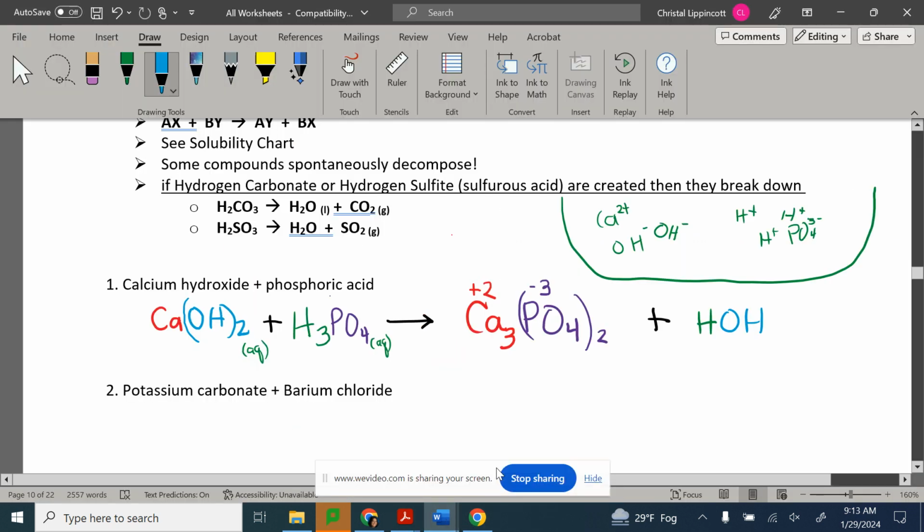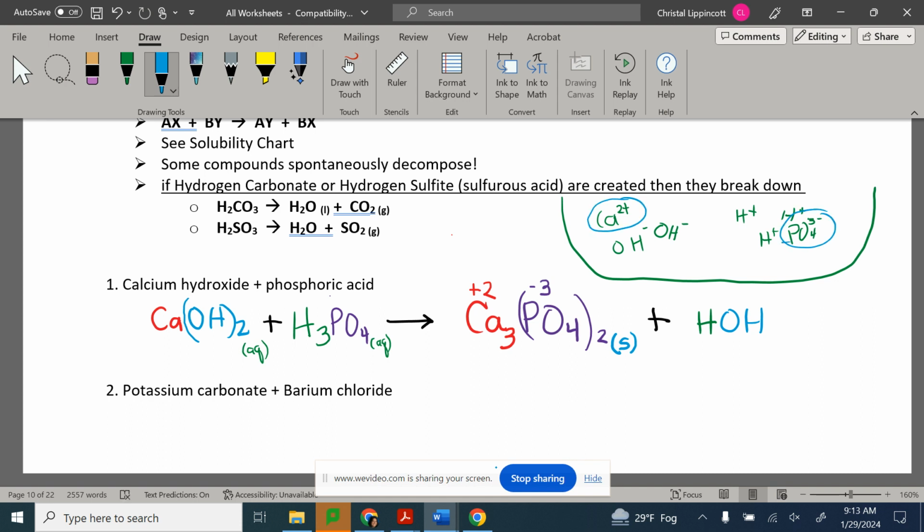So on your sheet here, you are going to write an S in parentheses, meaning that it is going to form a solid. What will happen is this calcium and this phosphate are going to come together and essentially form a powder down in the bottom of this beaker. And that's going to be your calcium phosphate.